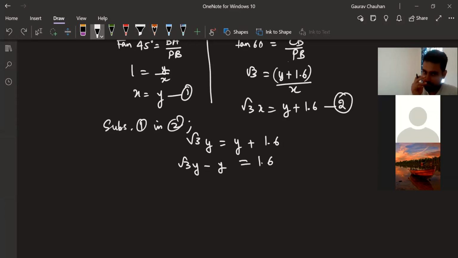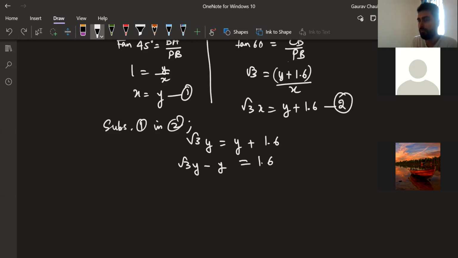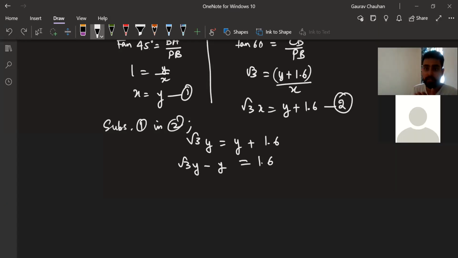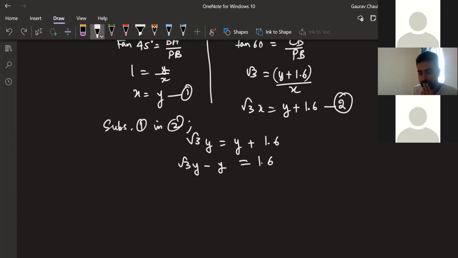Does anyone else know how to proceed from here? We did the same exact type of question on Monday also. How do we proceed? How do we find the value of y? Yes, Bindu? Tell me, Bindu. So I'll try, sir. Go ahead. So it will be root 2y is equals to 1.6.